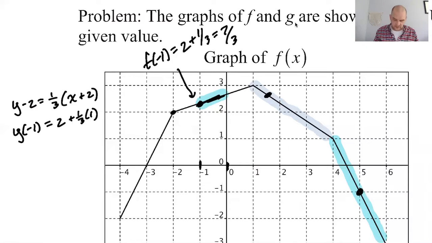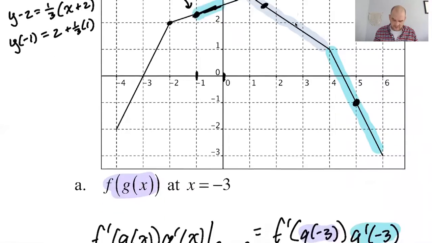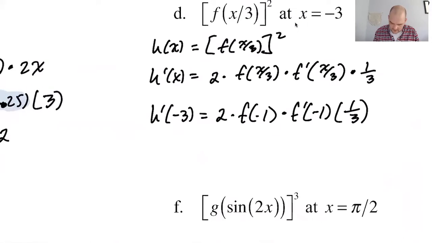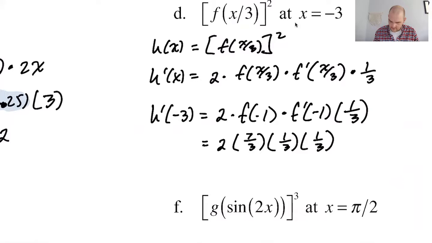And then the slope we know is 1/3 because we used it. So 7/3 and 1/3. Here we go, so this is going to be 2. We got 7/3, we got 1/3, then there's another 1/3. A lot of thirds here. So that's 7 times 2 is 14, over 3 cubed is 27. So I think that's h prime of -3.